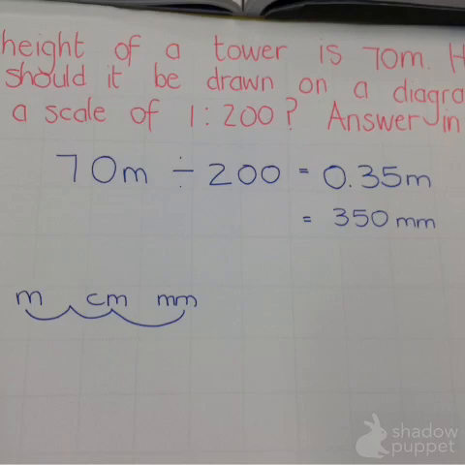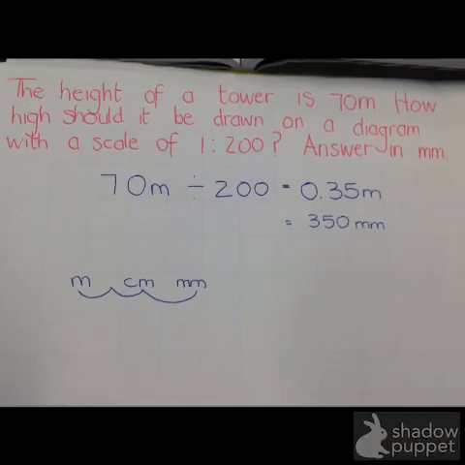Okay, now we look at this question. It says, the height of a tower is 70 meters. How high should it be drawn on a diagram with a scale of 1:200? So we're doing a diagram, we're dividing. So we take our 70 meters and we divide it by 200. Answer in millimeters. Our answer was first of all in meters, and we change it to millimeters. Okay, so the big thing to look at here is because they said it's a diagram, we divide. Okay, guys, that's all for this chapter, so go ahead and start 4.5.